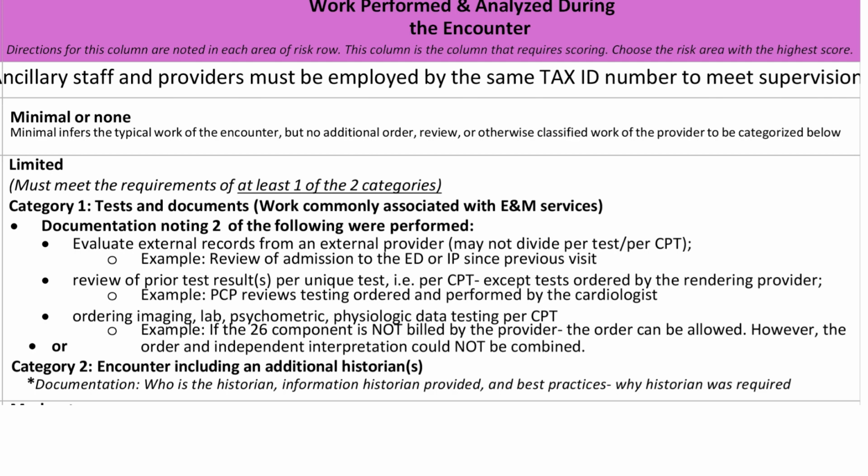The third one, ordering of each unique test including reviewing result. And the second category is assessment requiring an independent historian. A historian means an individual, for example a parent, guardian, surrogate, spouse, or witness, who provides a history in addition to the history provided by the patient who is unable to provide a complete or reliable history, for example due to the developmental stage or dementia.